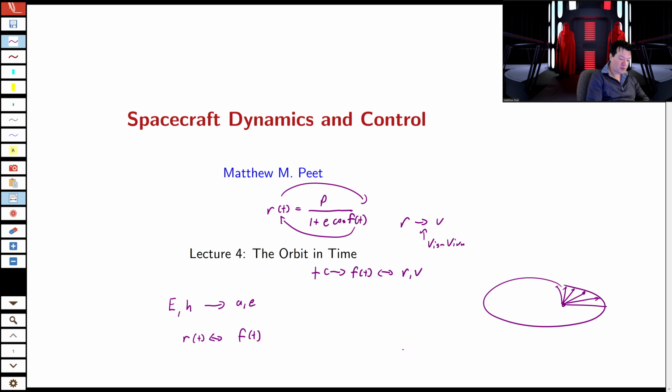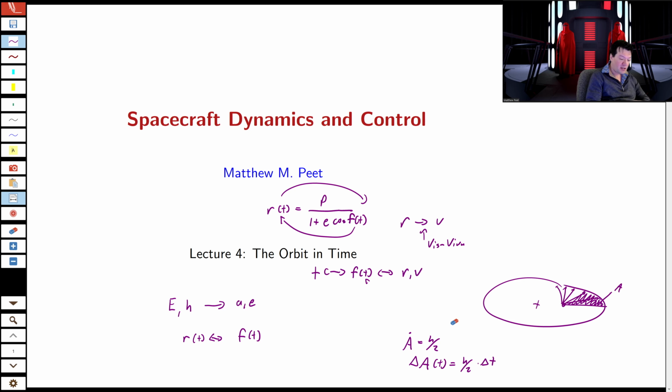Because remember, Kepler did give us area swept out as a function of time. He gave us an expression for A dot, where A is the area swept out by the body, measured from the center of the ellipse. We have an expression for A dot, that was just h over 2. And so the area swept out is h over 2 times delta t, or actually I should say delta A. But the question, of course, is how to relate delta f to delta t.